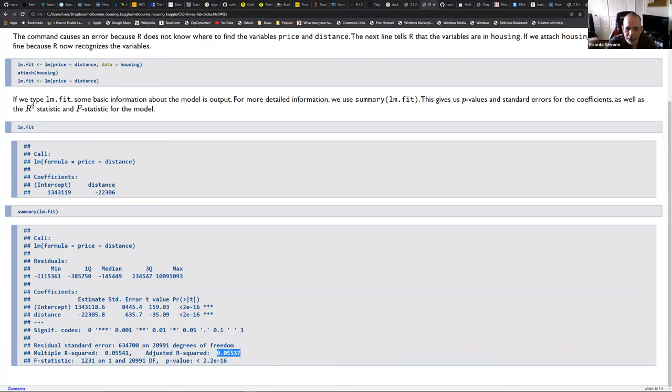So make sure that you understand the difference between the R-square and the adjusted R-square. And the adjusted R-square is the metric that you should be looking at here.